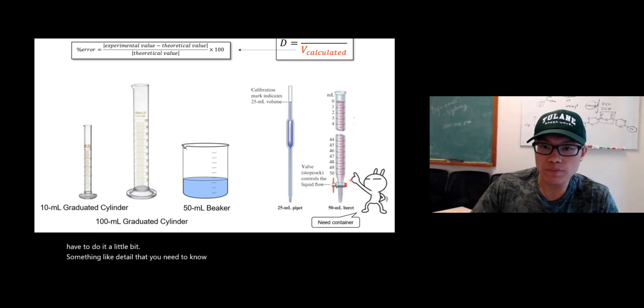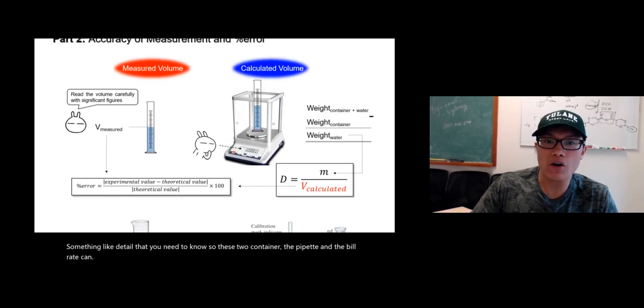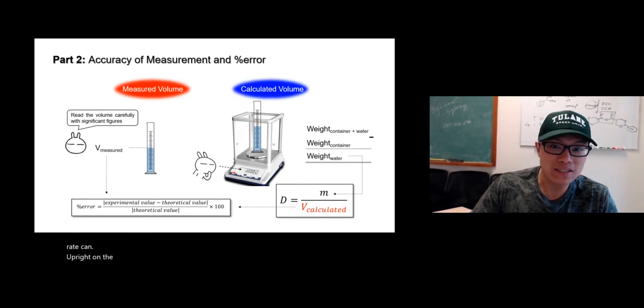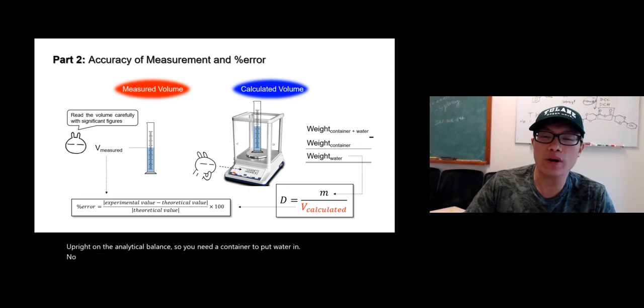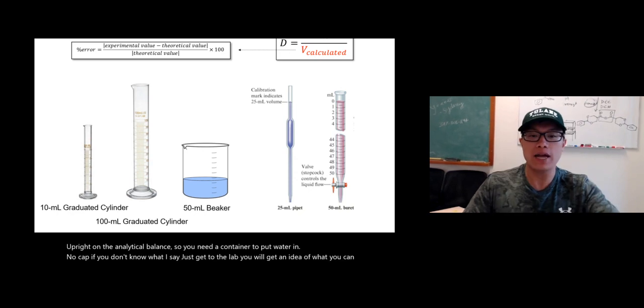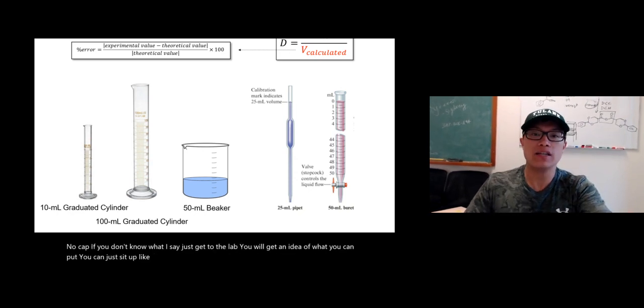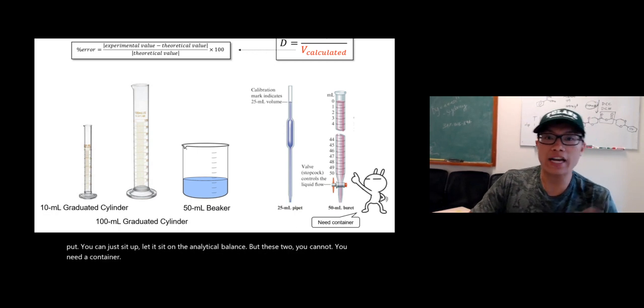So these 2 containers, the pipette and the burette, cannot sit upright on the analytical balance, so you need a container to put water in. Okay, if you don't know what I say, just get to the lab, you'll get an idea. Obviously you can just let this one sit on the analytical balance, but these 2 you cannot. You need a container. Okay, that's part 2.